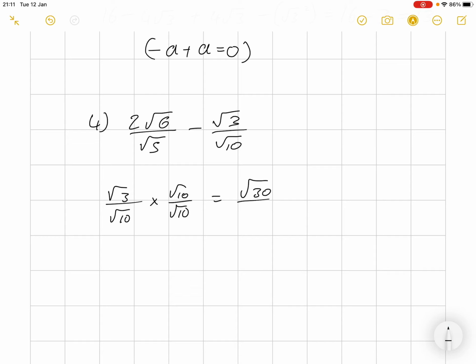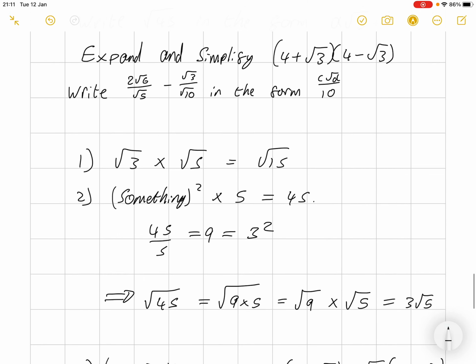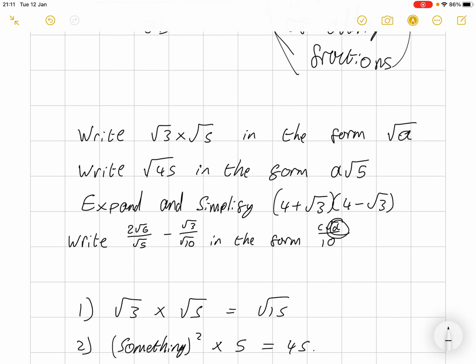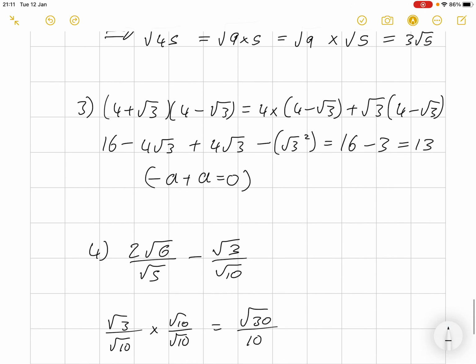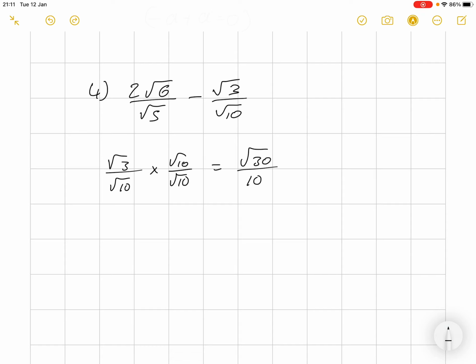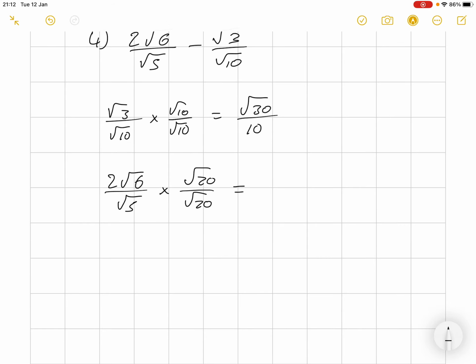This gives us root 30 over 10, signaling to us that in this instance d will be 30. And then if we do the other side, we had 2 root 6 over root 5 times root 20. Why root 20? So that when we come to taking the square root underneath, we could take the square root of 100, which will give us 10. This is equal to 2 times the square root of 120 over the square root of 100, which is equal to 2 root 120 over 10.